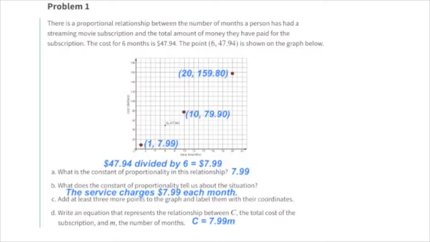B. What does the constant of proportionality tell us about this situation? It tells us that the service charge is $7.99 each month. C. Add at least 3 more points to the graph and label them with their coordinates. (1, 7.99), (10, 79.90), and (20, 159.80). D. Write an equation that represents the relationship between C, the total cost of the subscription, and M, the number of months. This equation could be C equals 7 and 99/100ths times M.